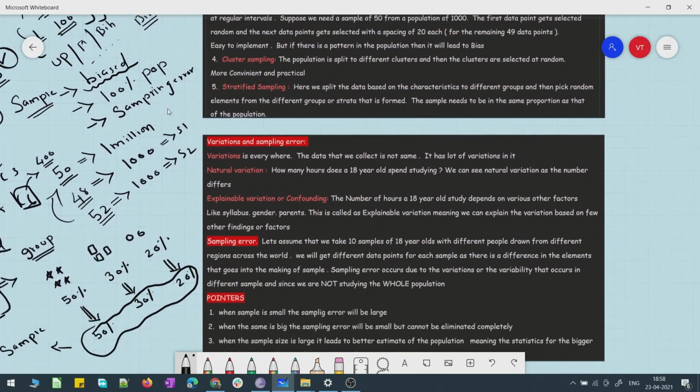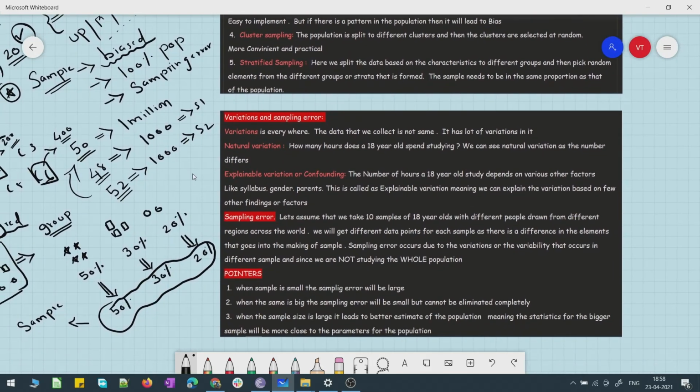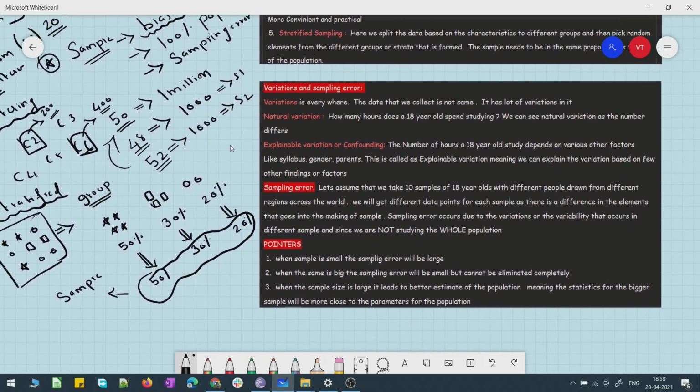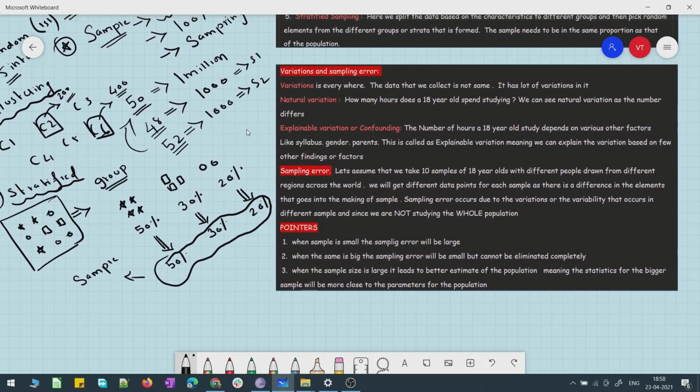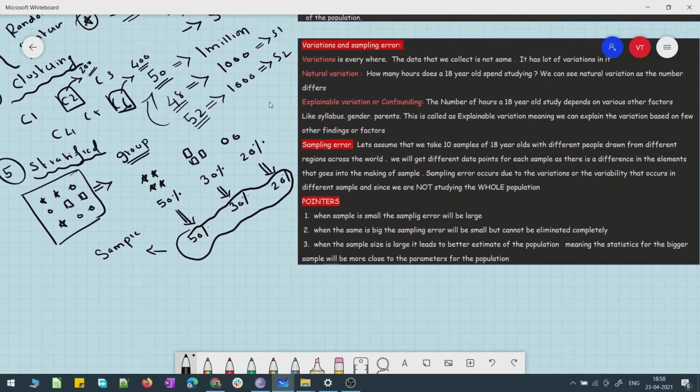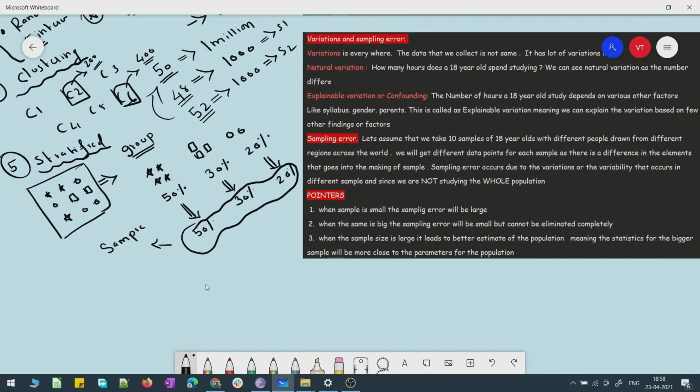Now let's look at the next important terms which we will come across. It's going to be variation and sampling error. Variation, what do you mean by variation? Variation is nothing but the change that you see in the data, which means the difference that you see in the data.